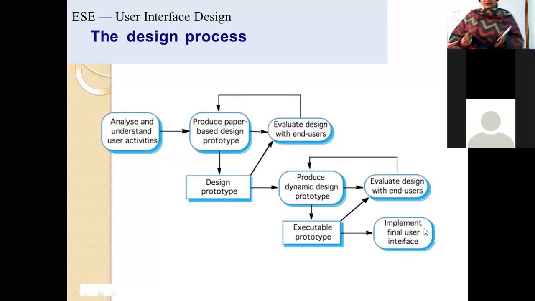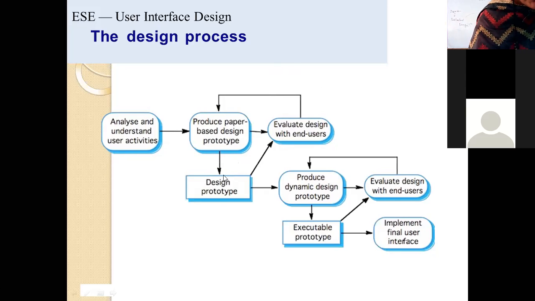I'm repeating. Analyze and understand user activities. Produce a paper-based design prototype. After the paper-based design prototype, evaluate the design with the end user. While evaluating the design with the end user, there is a possibility that the end user feels we can incorporate some changes. After incorporating those changes, a new paper-based design prototype is formed.